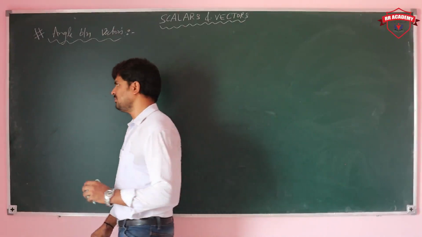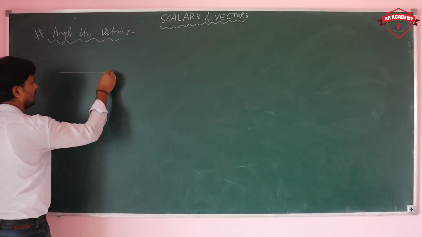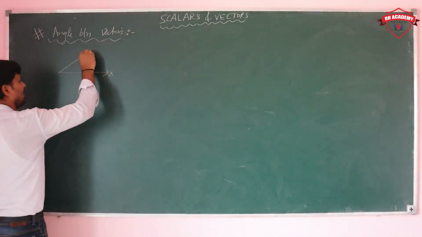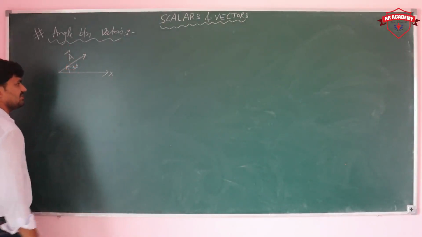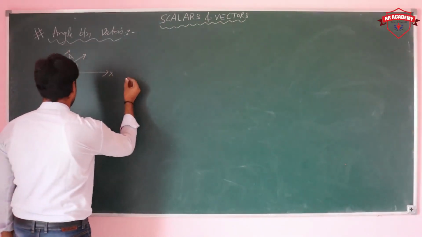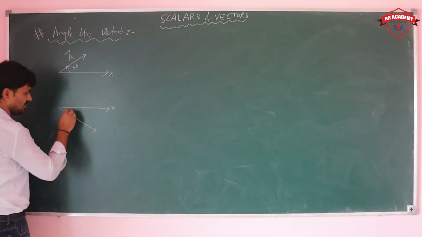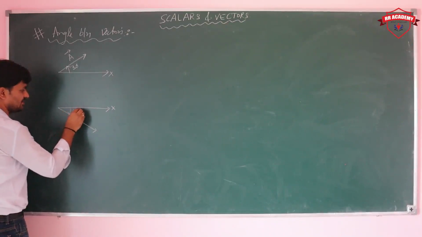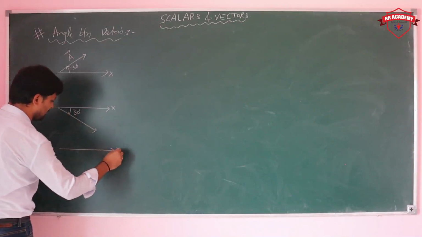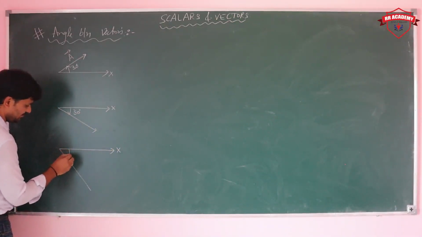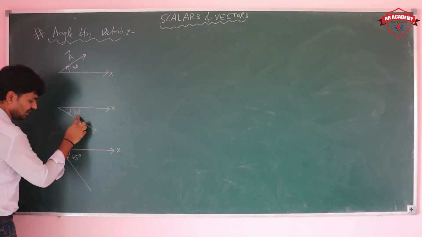Here we will see one more example. Here I am considering three different situations. The x-axis. Vector A is making an angle of 30 degrees with the x-axis. And vector B is making an angle of 30 degrees with the x-axis. And vector C is making an angle of 45 degrees with the x-axis. So here 30, 30 and 45.